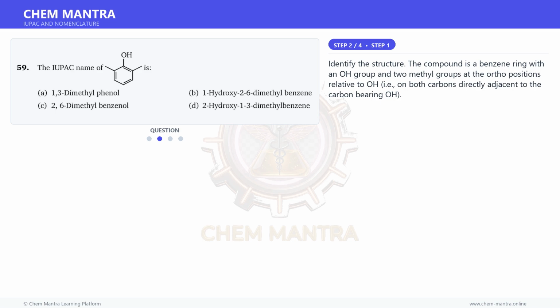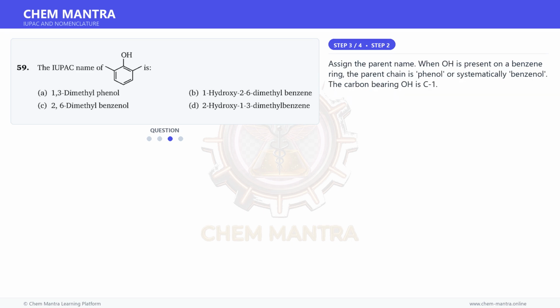Moving on to the next step. Identify the structure. The compound is a benzene ring with an OH group and two methyl groups at the ortho positions relative to OH, i.e., on both carbons directly adjacent to the carbon-bearing OH. Moving on to the next step. Assign the parent name. When OH is present on a benzene ring, the parent chain is phenol or systematically benzenol. The carbon-bearing OH is C1.